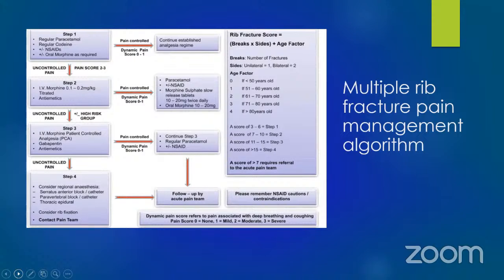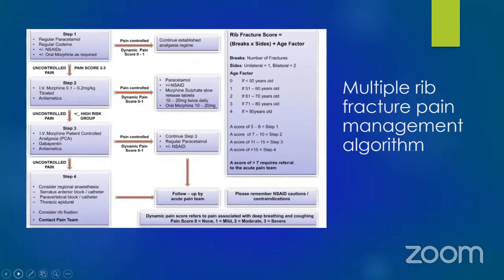In case of uncontrolled pain with a pain score of 2 to 3, we have to proceed to step 2, which includes intravenous opioids like morphine at the rate of 0.1 to 0.2 milligrams per kilogram, and titrated doses we have to give. We have to give anti-emetics because of side effects like nausea and vomiting. If the pain gets controlled with a dynamic pain score of 0 to 1, we can proceed with paracetamol with or without NSAIDs, and morphine sulfate slow release tablets 10 to 20 milligrams twice daily, or oral morphine 10 to 20 milligrams.